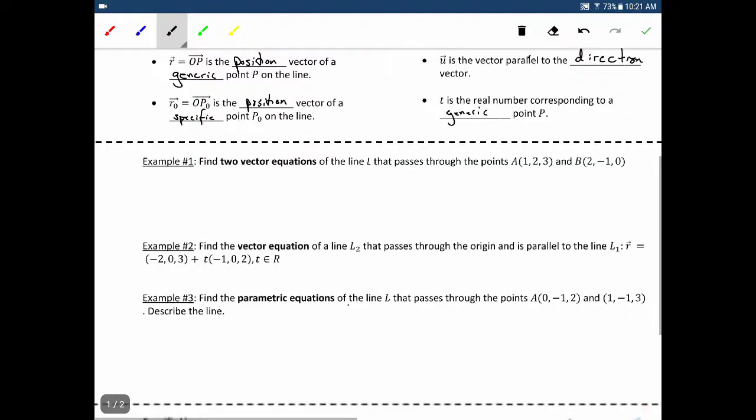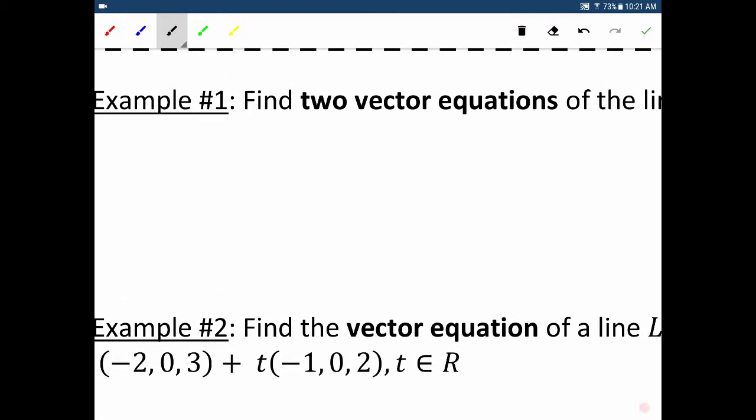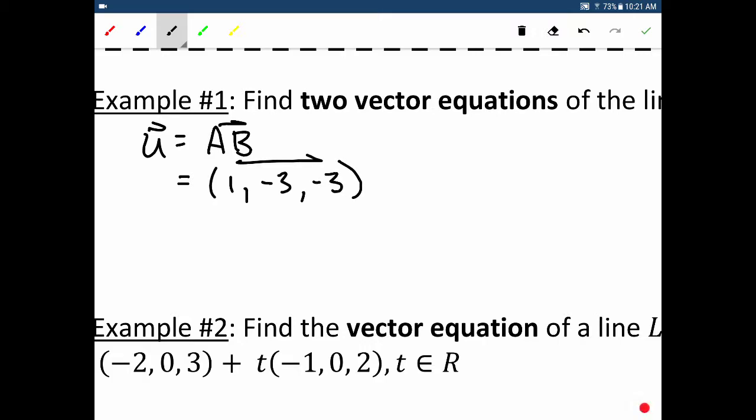Okay, so we're going to find two equations. Well, I'm just going to find one, and you can find the other one on your own. Well, no, I guess I'll do them both. All right, so to begin with, we're going to find the U, which in this case we'll find AB. You could, of course, use BA, but we'll use AB, which is just subtracting the two different parts. So that's going to give us (1, -3, -3). We're just subtracting the x, the y, and the z's.